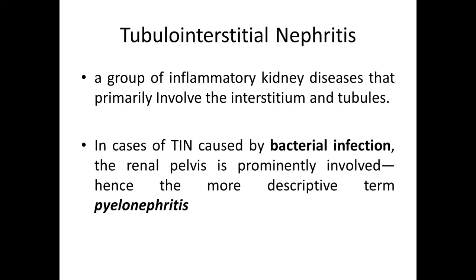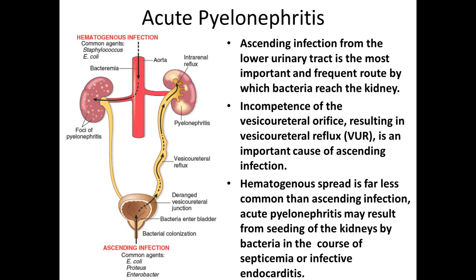Tubular interstitial nephritis is a group of inflammatory kidney diseases that primarily involve the interstitium and tubules. In cases of tubular interstitial nephritis caused by bacterial infection, the renal pelvis is prominently involved, hence the more descriptive term pyelonephritis. Acute pyelonephritis, guys, is an ascending infection from the lower urinary tract, and importantly the most frequent route by which bacteria reach the kidney.